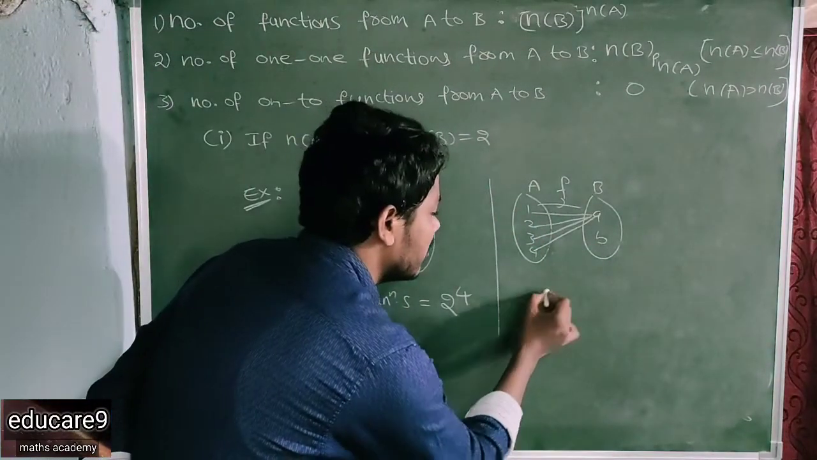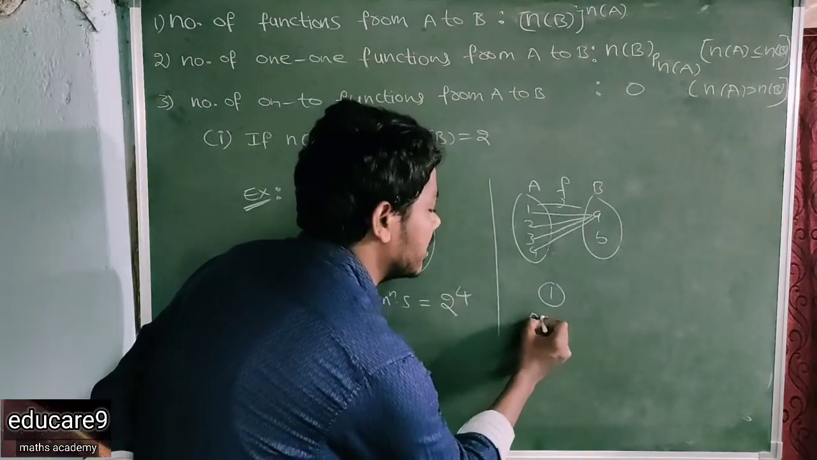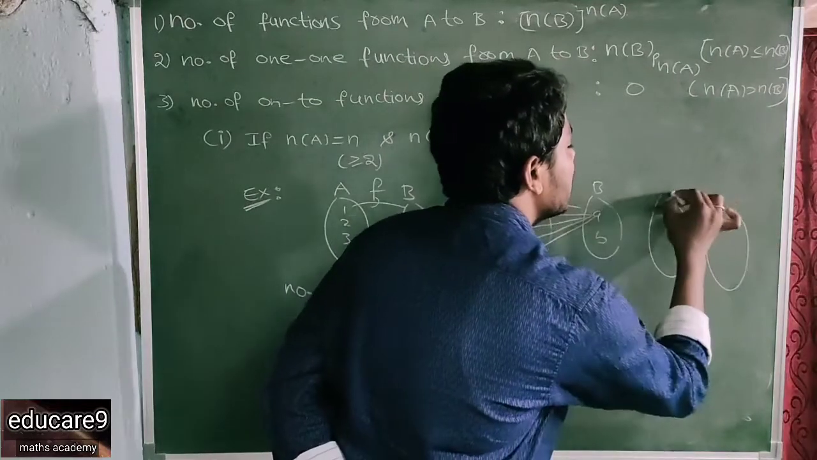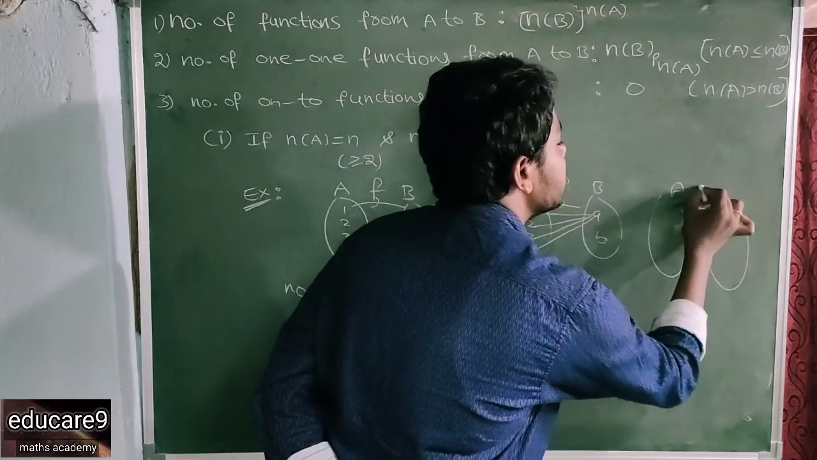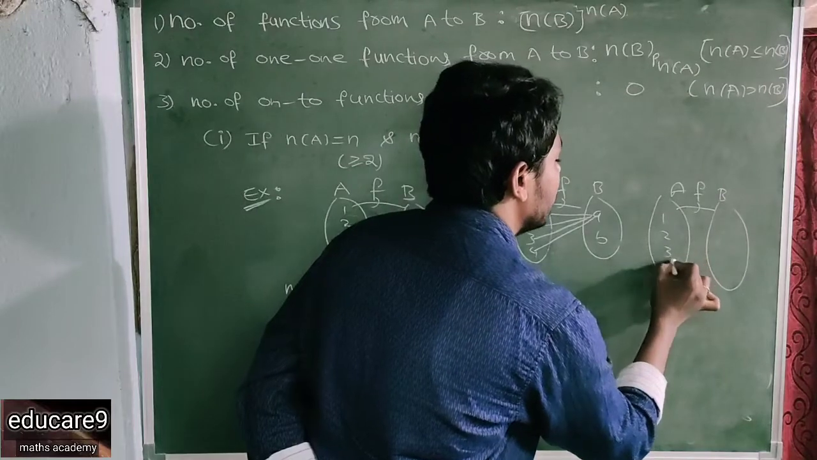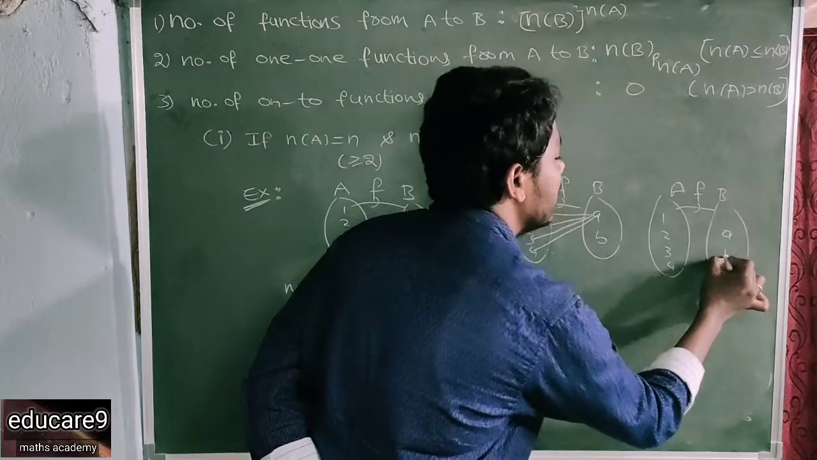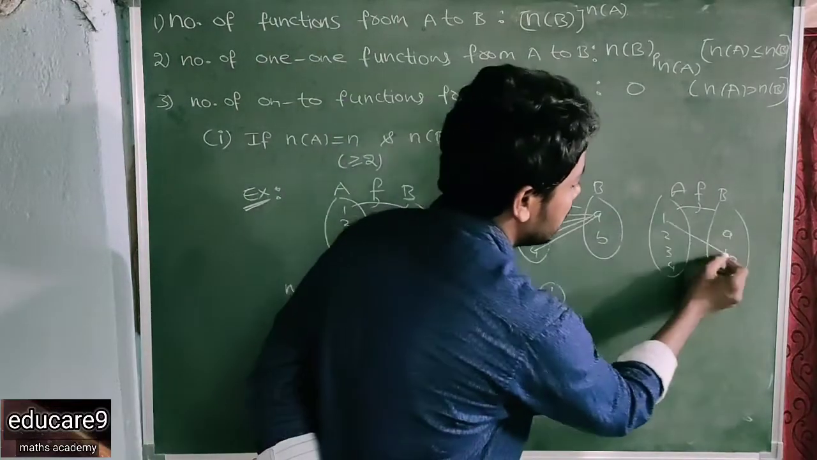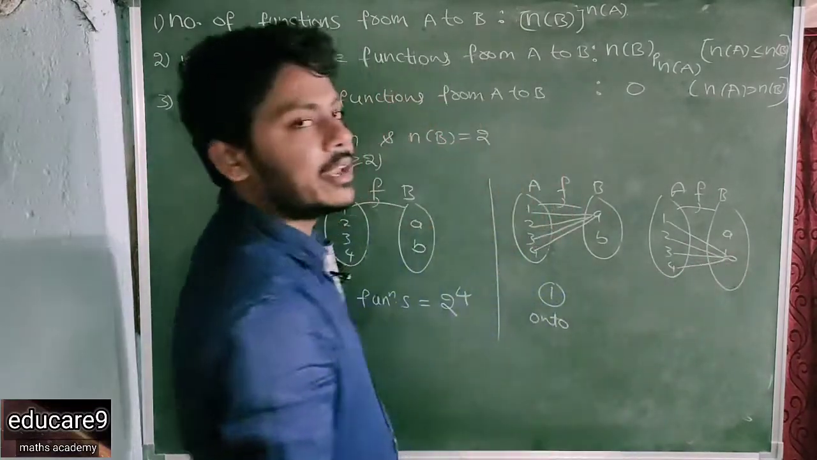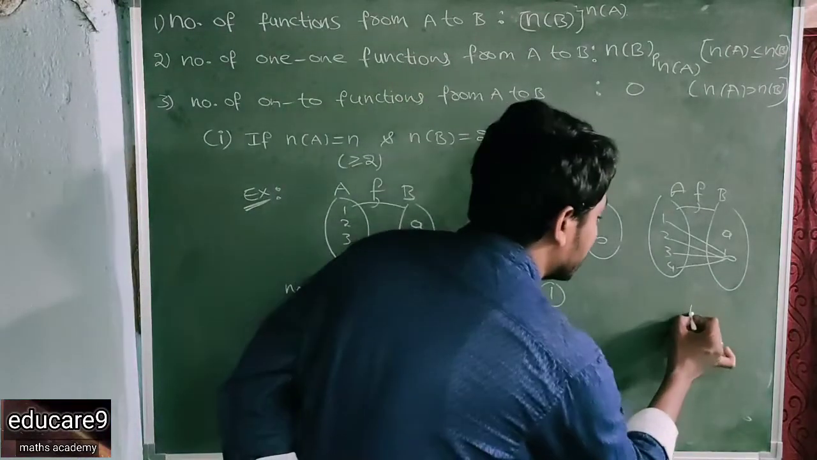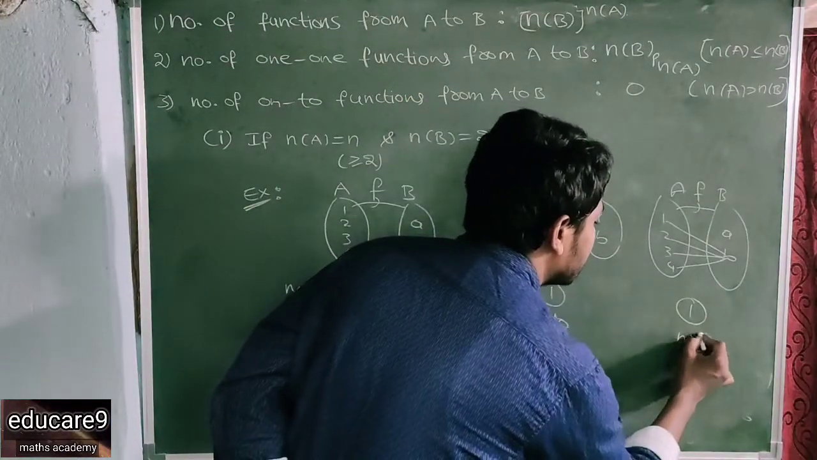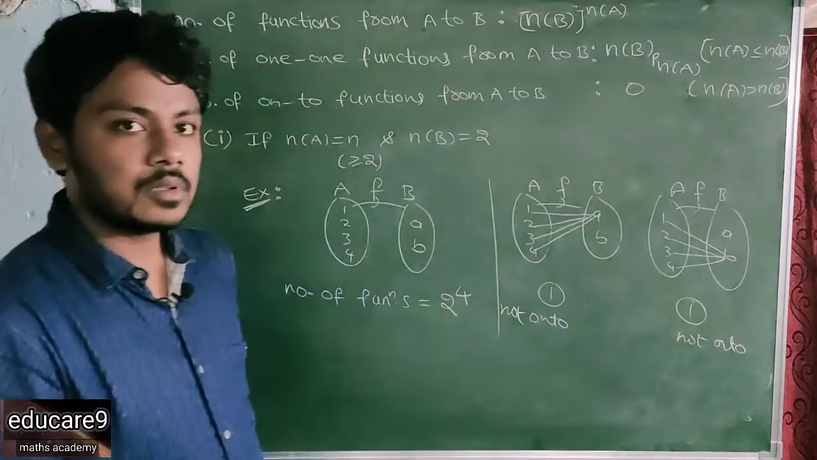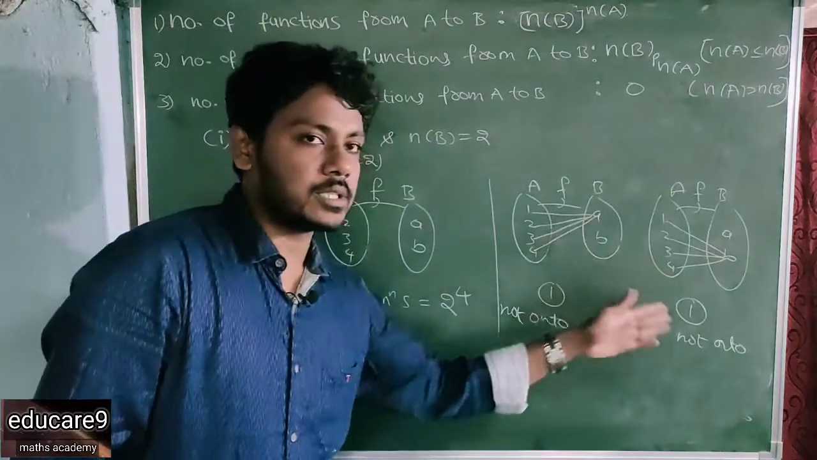So here one chance, this is not onto, and another chance is A, B, relation is F, 1, 2, 3, 4, here A, B. In this case all elements are mapped to B. So this is also not onto. So these are into functions.